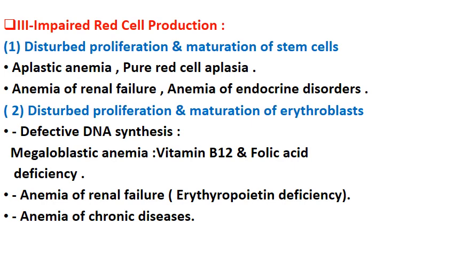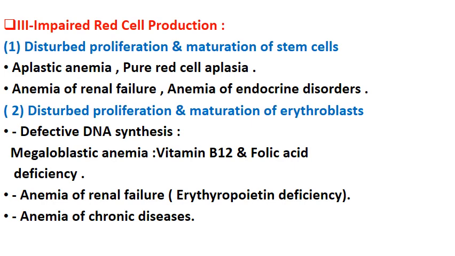When there is impairment in red blood cell production, there are disturbances in the proliferation and maturation of stem cell. In case of pure red cell aplasia or aplastic anemia, there is cessation of the production of the bone marrow. No cells are produced by the bone marrow. This might be, as in most of the cases, idiopathic, and some of the cases related to the intake of drugs, for example, or certain associated infection. Anemia of renal failure, anemia of endocrine disorders.